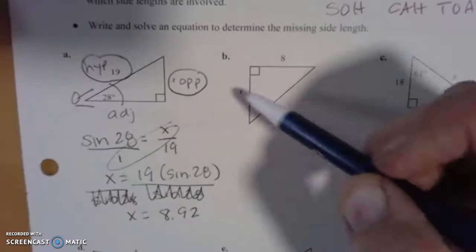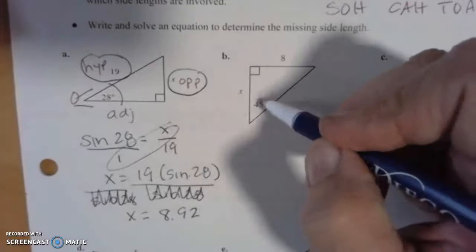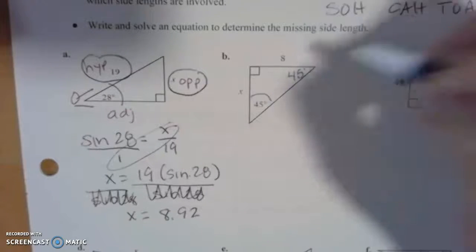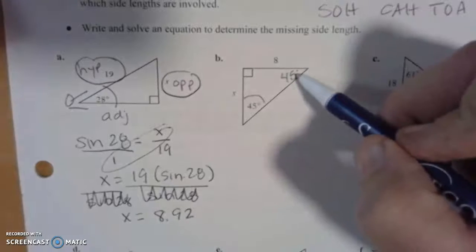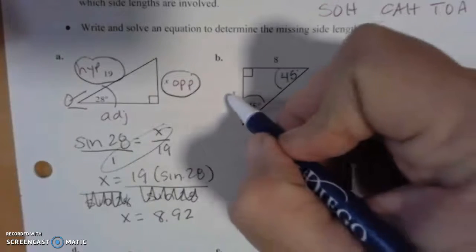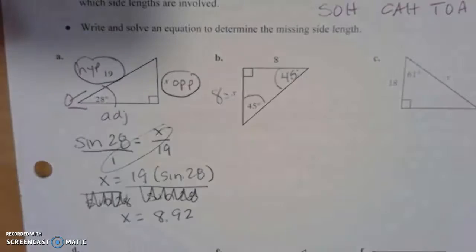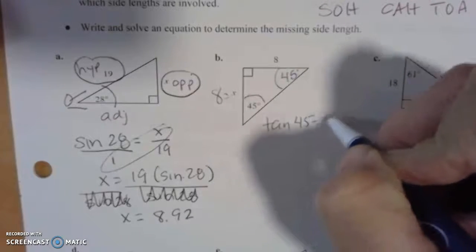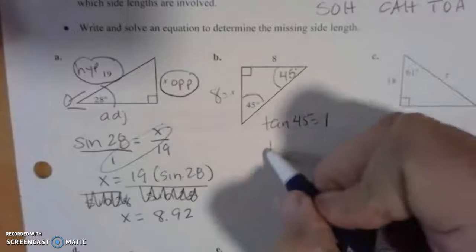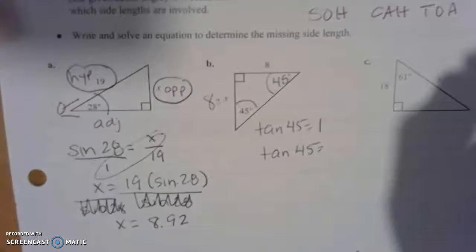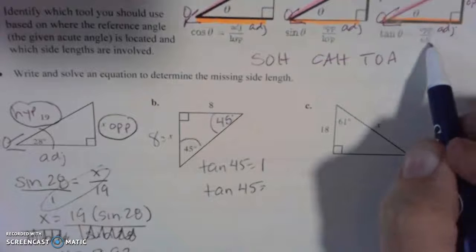All right. This one, 45. One thing that you should know, when it's a 45 triangle, the 2 angles are the same, so that means the angles opposite them are the same. So I know that that's 8. The other thing is tangent 45 equals 1. Or if I set this up, tangent 45 equals opposite over adjacent.